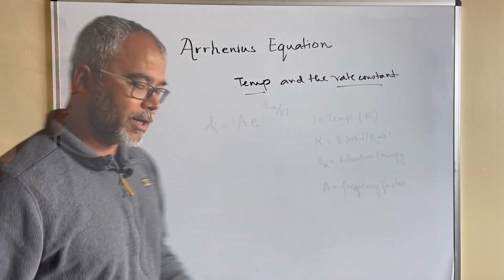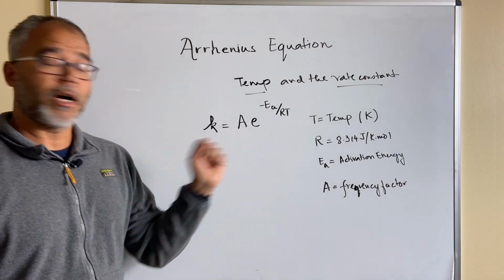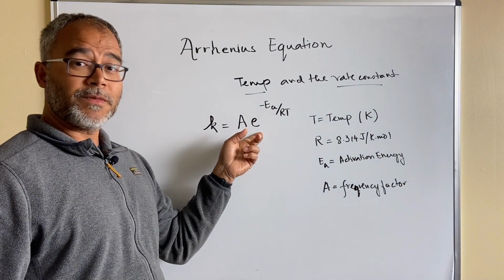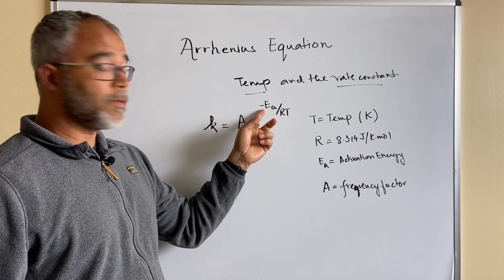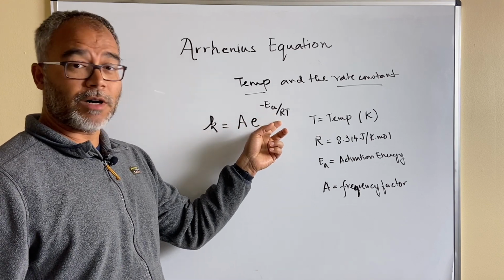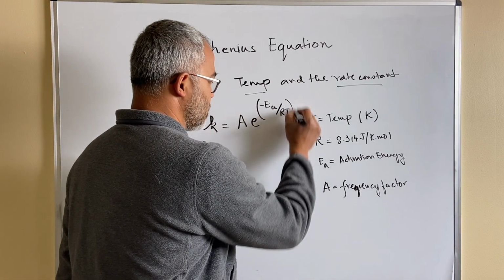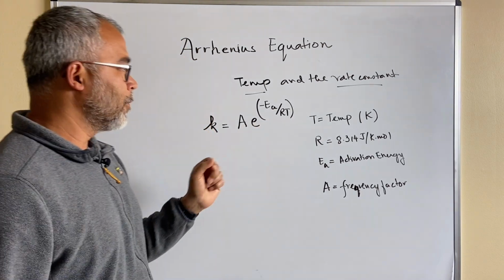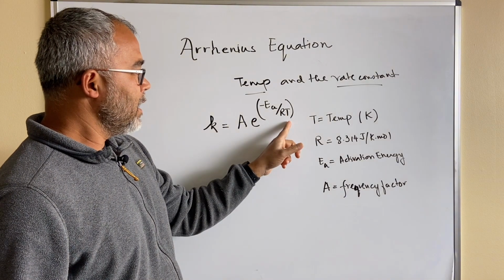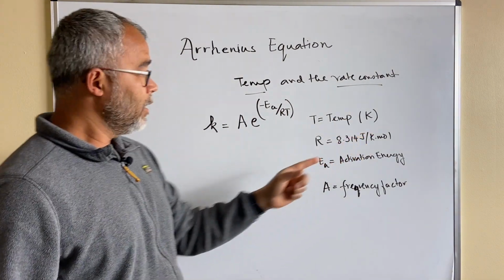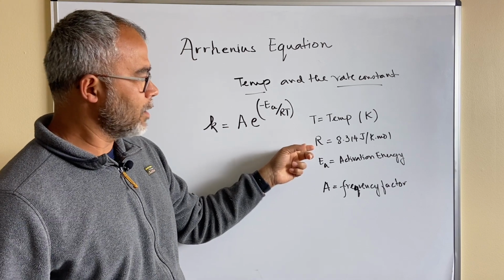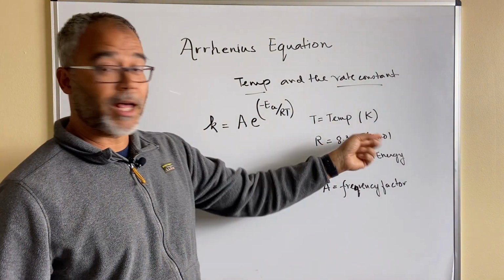So let's take a look at it. This is the form of the Arrhenius equation. You have rate constant k is equal to A times e raised to the power of negative Ea over RT. Maybe we should put this in parentheses out here to make that clear. So e is raised to that entire thing. Now, T out here is the temperature in Kelvin. R is actually the universal gas, the ideal gas constant, which is 8.314 joules per Kelvin per mole.